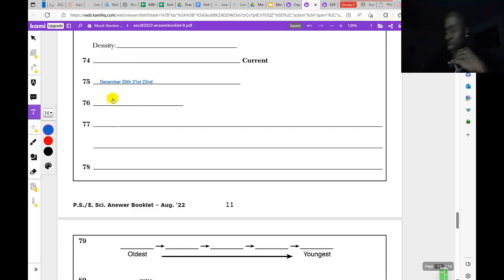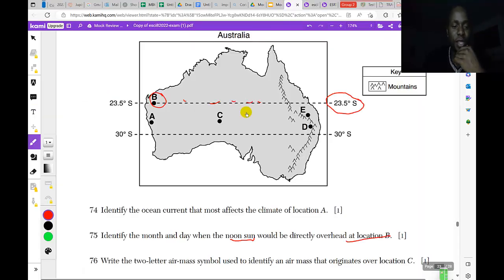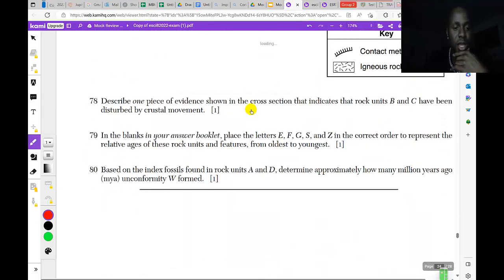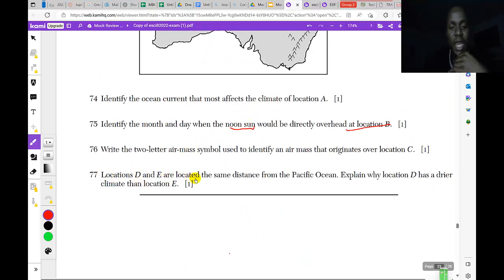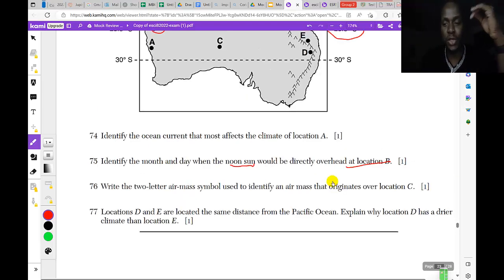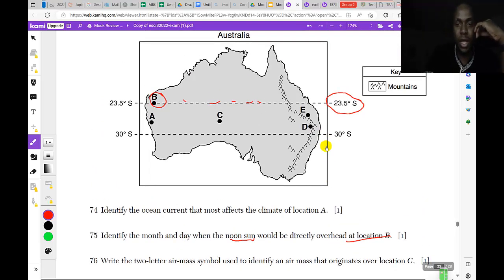Okay, that's it. Next question was question number 77. Question number 77 says, location D and E are located at the same distance from the Pacific Ocean. Explain why the location D has a drier climate than location E. So we see location D here and location E here. So it's true that they are both the same distance from the Pacific Ocean. So the question is, why is it that location D is dry and location E is wet?